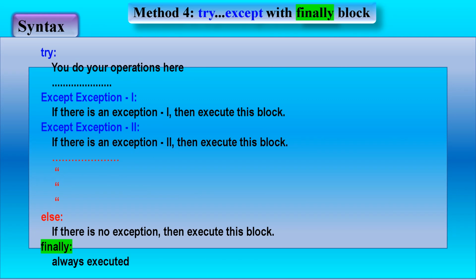The syntax of try except with finally block is try: you do your operations here, except exception 1: if there is an exception 1, then execute this block. Except exception 2: if there is an exception 2, then execute this block. And goes on, else: if there is no exception, then execute this block. Finally, always executed. The code in finally block is always executed, no matter what.